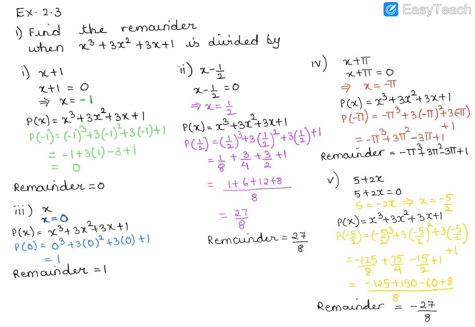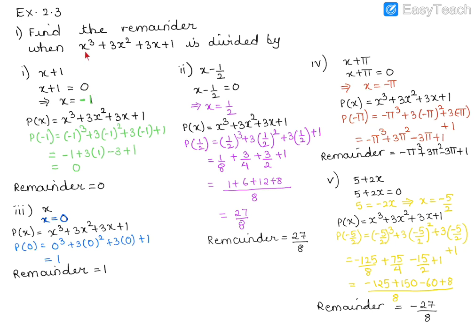Exercise number 2.3, and you are asked to find out the remainder when x cubed plus 3x squared plus 3x plus 1 is divided by x plus 1. Now, if you put x plus 1 is equal to 0, you get the value of x, which is minus 1. How do you get that?